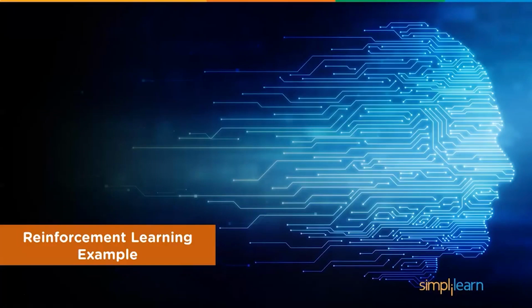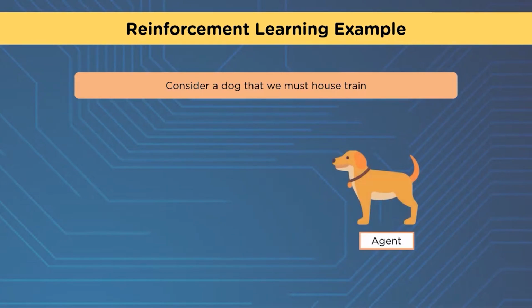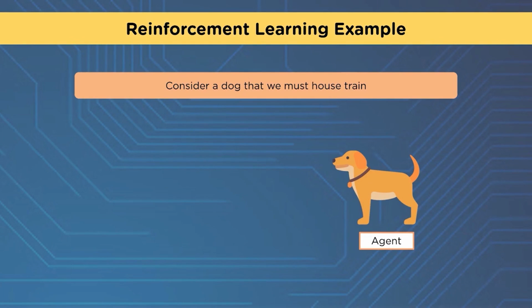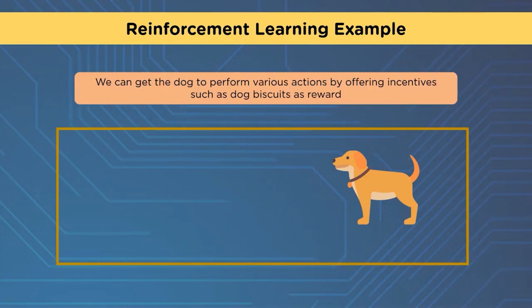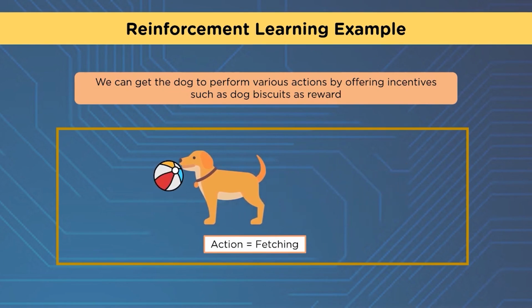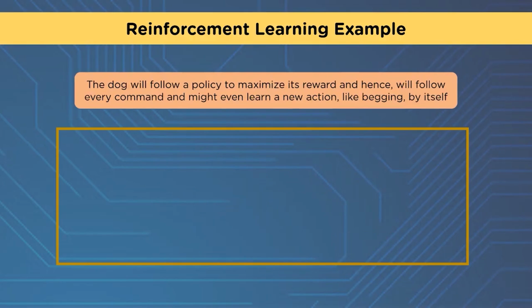Let's go ahead and take a look at a reinforcement learning example. Consider a dog that we want to train. The dog would be like the agent, so you have your puppy or whatever. Then your environment is going to be the whole house or wherever you're training them. And then you have an action. We want to teach the dog to fetch, so action equals fetching. Then we have a little biscuit, so we can get the dog to perform various actions by offering incentives such as a dog biscuit as a reward.